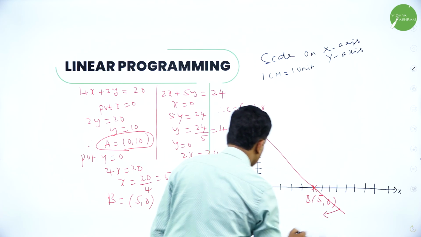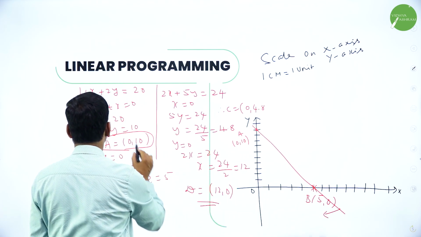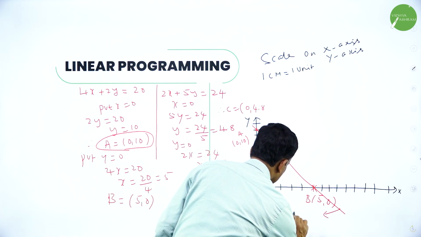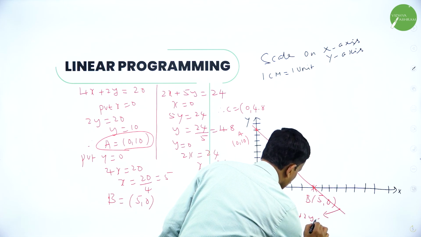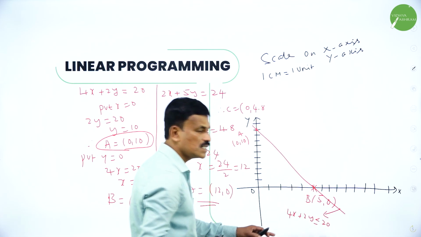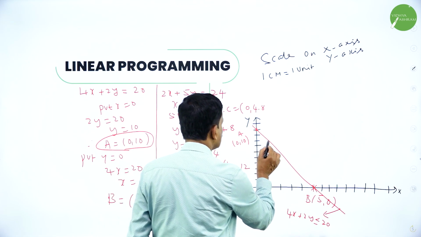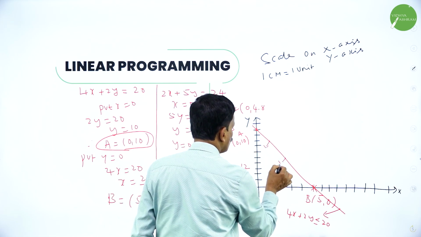So what is this curve? The curve is 4x + 2y ≤ 20. Since this is less than or equal to 20, the feasible region is towards the origin.